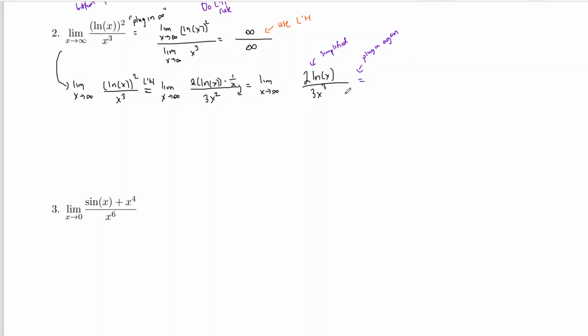All right, so we go ahead and we plug it in again. We're plugging in the same number, infinity. So we can't really plug it in, but when we plug it into the top, we know the limit as x goes to infinity of the natural log of x is infinity. We multiply it by 2, it's still infinity. And if we go to the bottom, we plug it in and we get 3 times infinity, because it's a positive power of x, which is just infinity as well. So this is infinity over infinity. And once again, we have to use L'Hopital's rule.